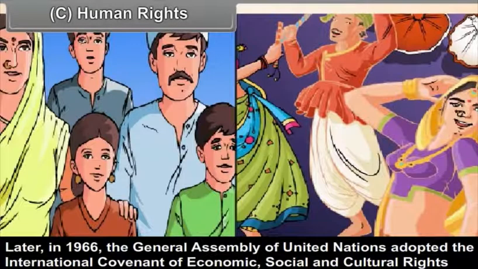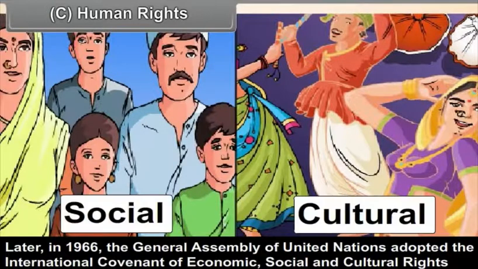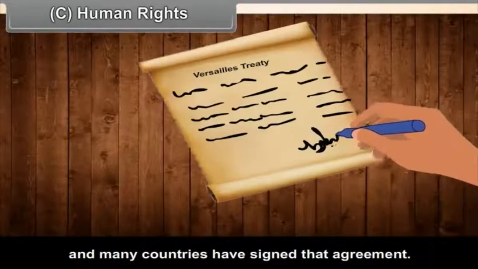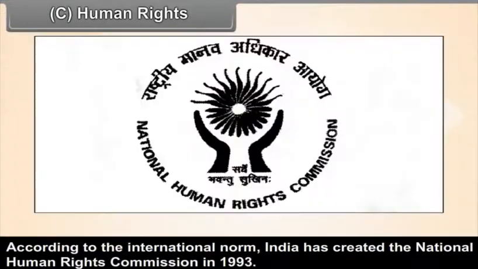Later, in 1966, the General Assembly of the United Nations adopted the International Covenant on Economic, Social and Cultural Rights, and many countries have signed that agreement. According to the international norm, India created the National Human Rights Commission in 1993.